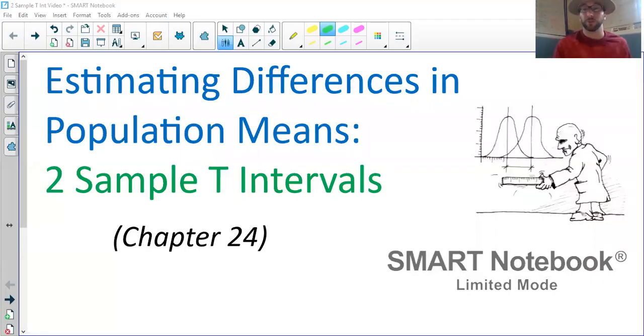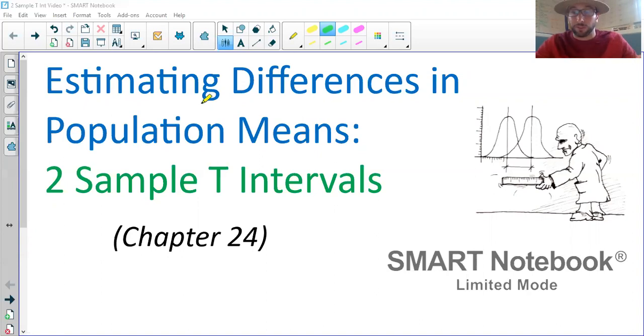So hopefully this isn't super surprising to us. We started with one proportion Z stuff, tests and intervals. How do we draw conclusions about one population proportion based on one sample proportion? Then we moved into two prop Z stuff. How do we draw conclusions about a difference in two population proportions based on a difference in two sample proportions? And so now we're just following that same path. We started last week looking at how do we draw conclusions about one population mean based on one sample mean. And so of course now we want to look at how can we draw conclusions about the difference in two population means based on the difference in two sample means.